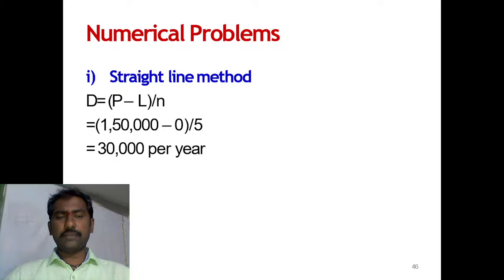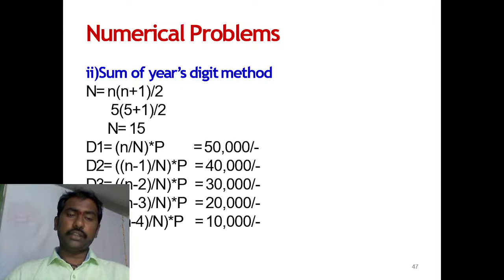So what is given? P equal to 1,50,000, the L value, scrap value, is 0, and the number of years is only 5 years. So that's why there is no scrap. Then the depreciation D is equal to (1,50,000 minus 0) by 5, that is 30,000 per year. So for every year this depreciation will be considered.